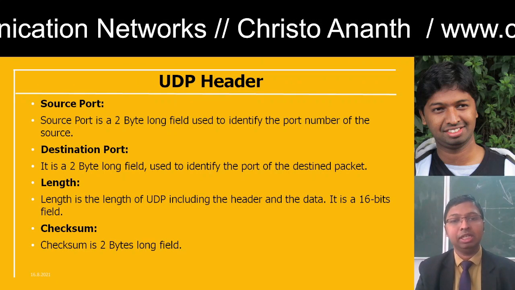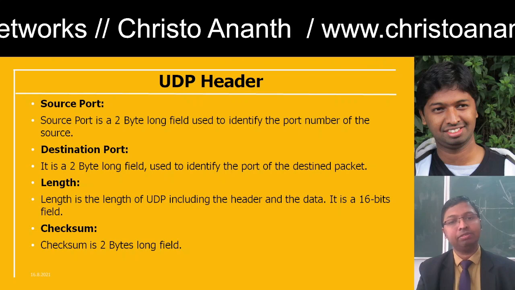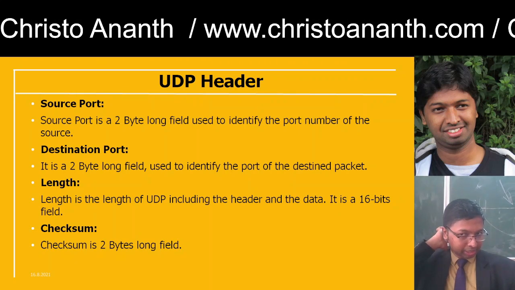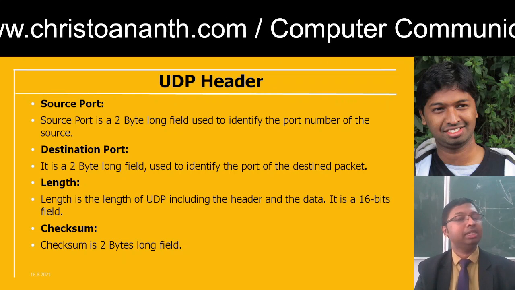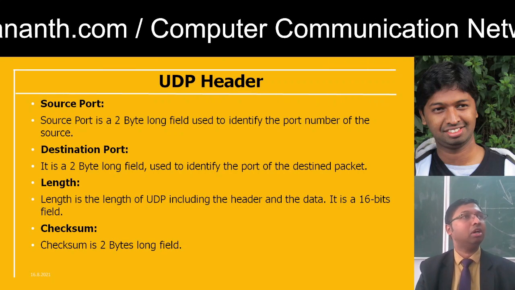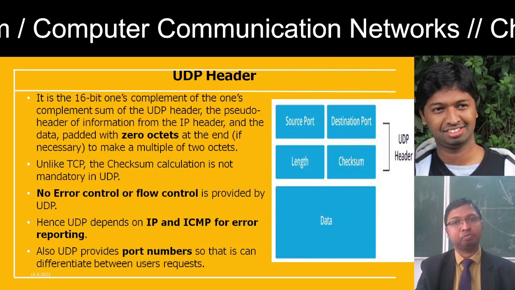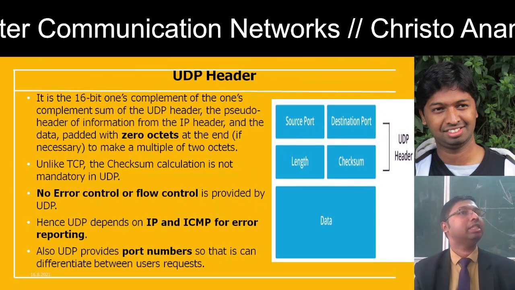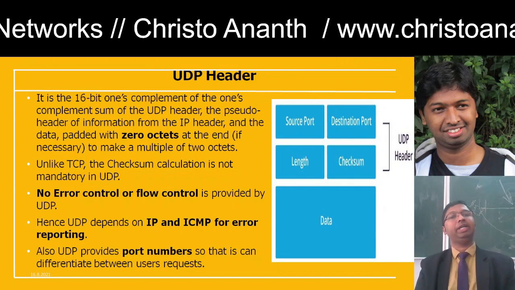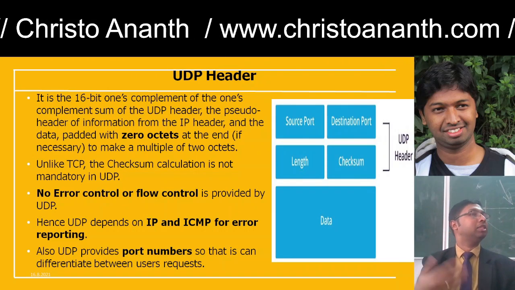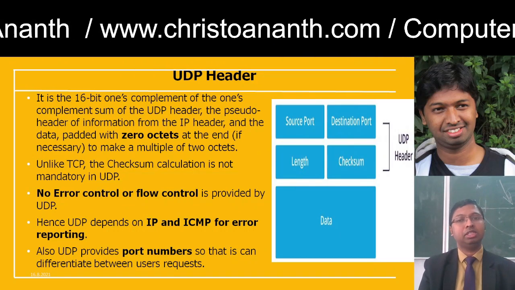And then you'll have length. Length is nothing but the length of the UDP datagram, including the header as well as data. It is a 16-bit field. And then checksum, a 2-byte or 16-bit field. It's a 16-bit ones complement computed over the pseudo header information and the data as well, which is padded with zero octets.